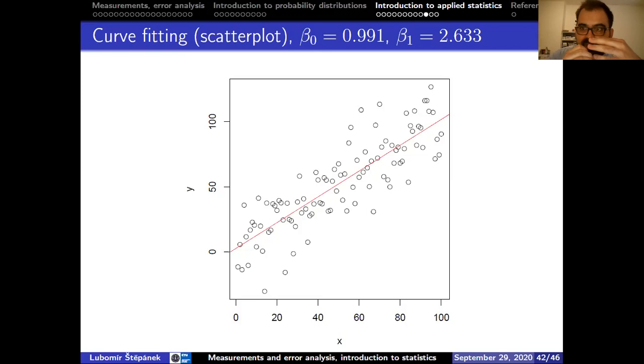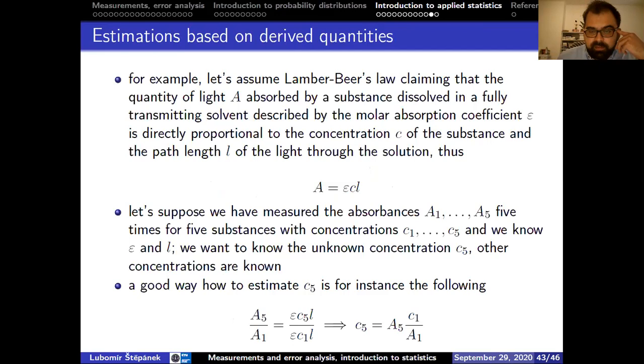Okay, and the last thing I would like to talk about is also connected to one of the practical tasks. Sometimes when studying using practicals, I saw that this could be kind of problematic for you as students. So I'd like to talk about it a bit more here. This is a task connected with something called Lambert-Beer's law.